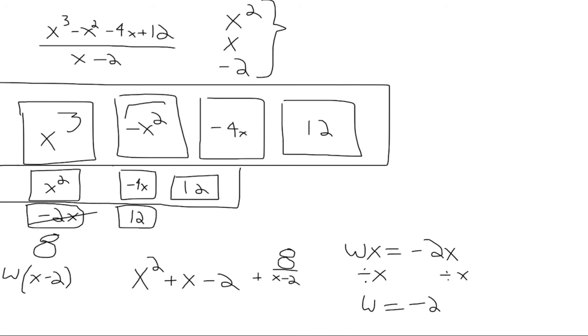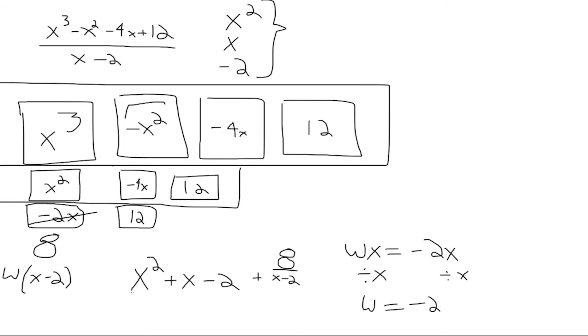So again, we had a remainder of 8, an 8 left over that we couldn't divide by x minus 2. So we're just going to write it as 8 divided by x minus 2, okay? So that's going to be our answer: x squared plus x minus 2 plus 8 divided by x minus 2. Okay?